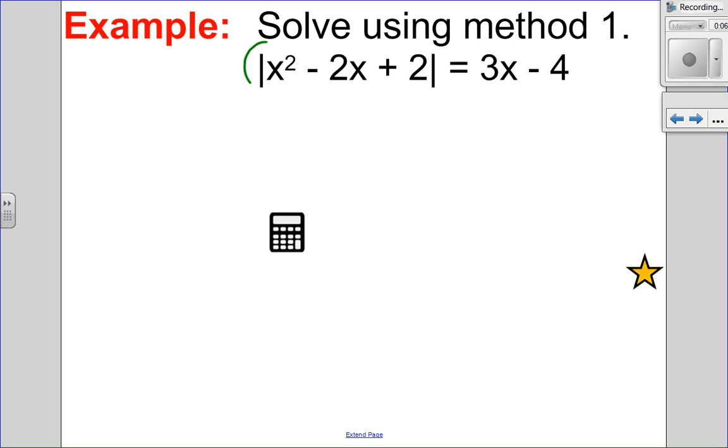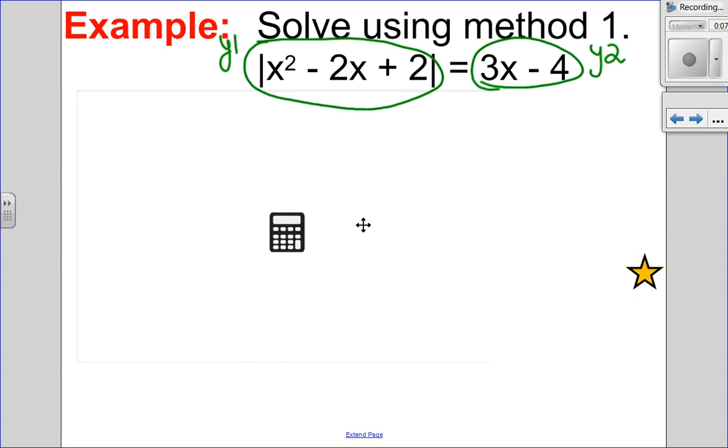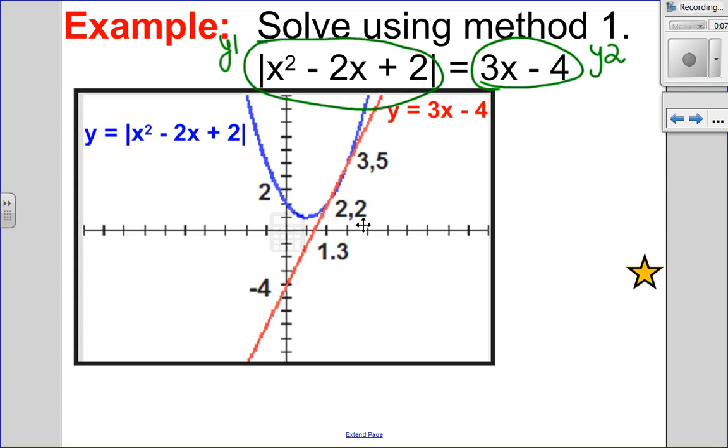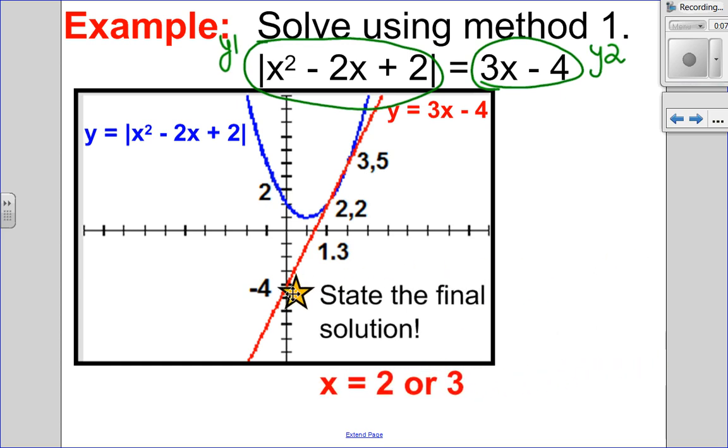So in this one here, I'm going to enter left side in y1, right side in y2. There we go. And then I'm going to look at my graph and label all my important parts. So you can see that's what I've done here, and I've labeled my intercepts, I've labeled the point of intersection, and now all I have to do, now that I have a labeled sketch, is to state my solution. So my final solution is that x can be 2 or x can be 3.